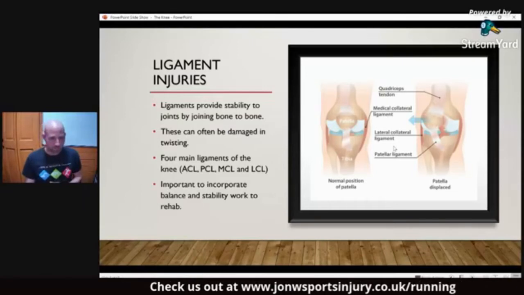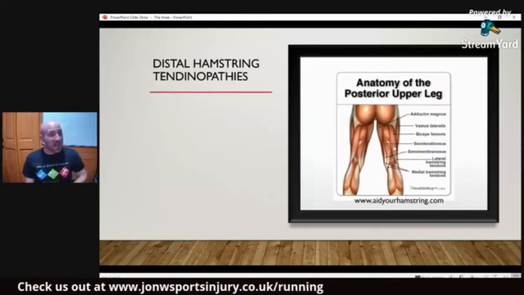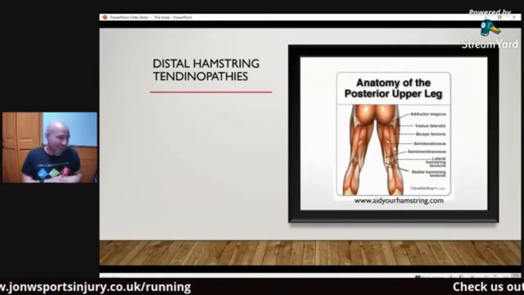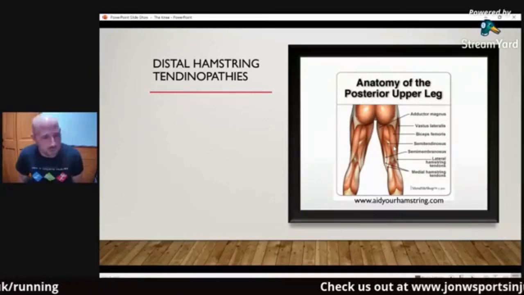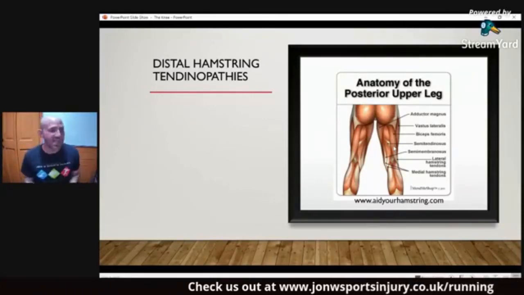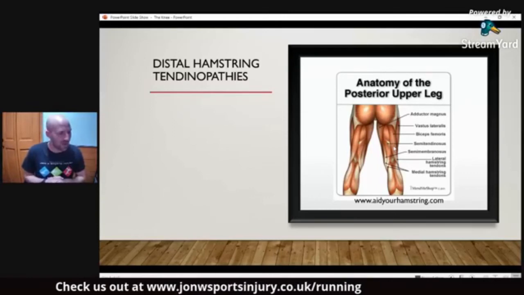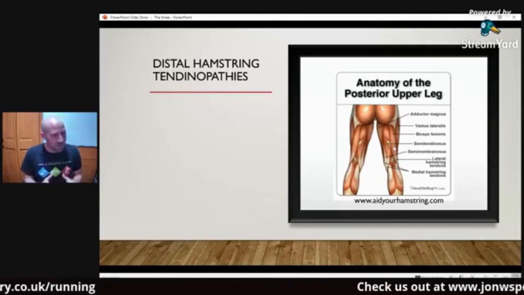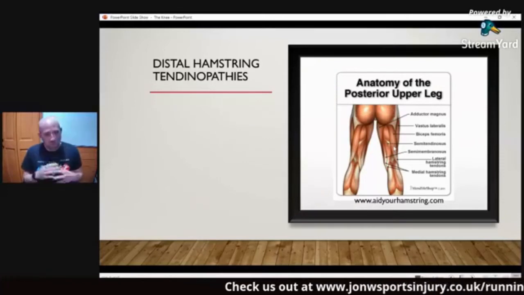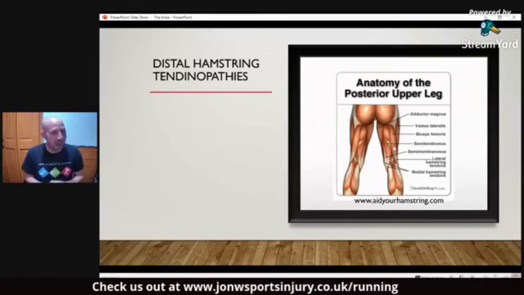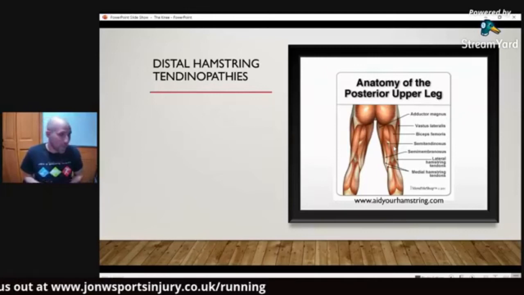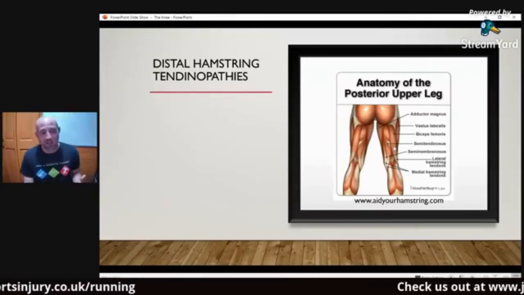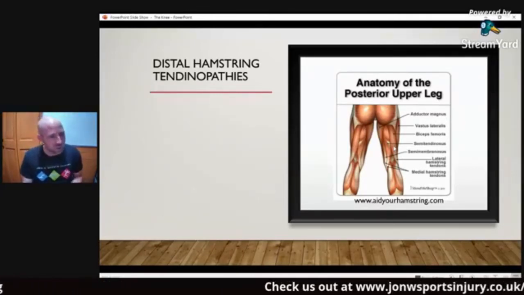Okay, so distal hamstring tendinopathies. And again, I've seen this question asked quite a lot, which is pain in the back of the knee. So all of the conditions that I've spoken about so far, besides maybe the cruciate ligament injuries, tend to be front of knee pain, which is more common. From the running population, we do see more front of knee pain, or what we term anterior knee pain. But having said that, there can be very much back of knee pain, and this sometimes causes more confusion as to what it might be.